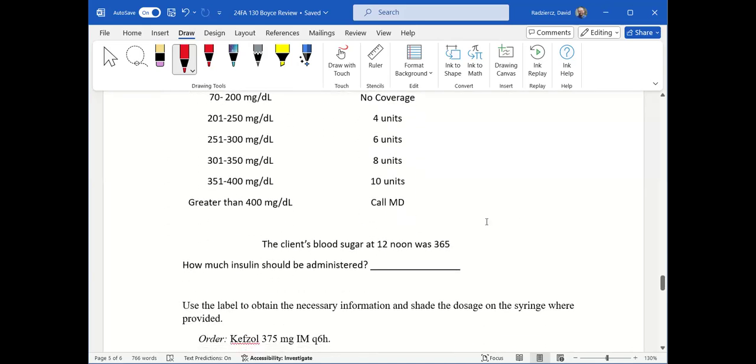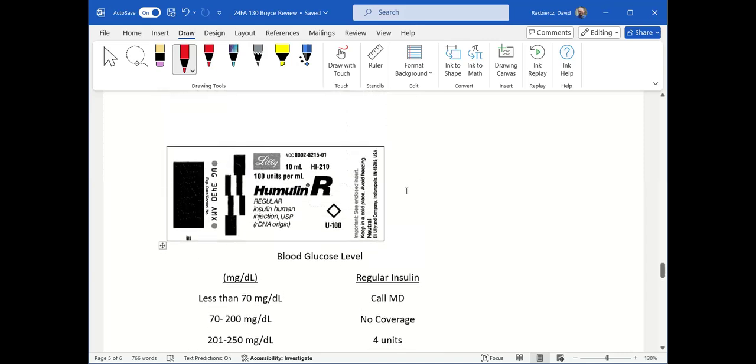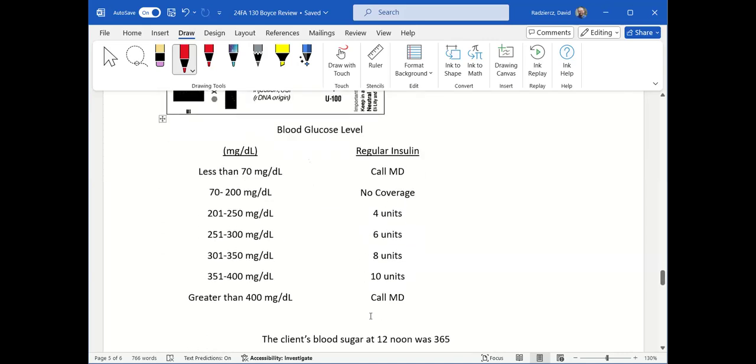last semester. For the insulin, they're going to give you like a number. It's going to say that their blood sugar was at 365. How much would you administer?